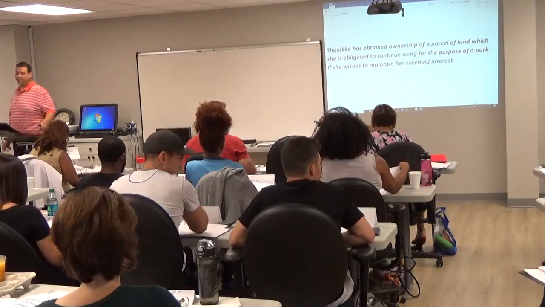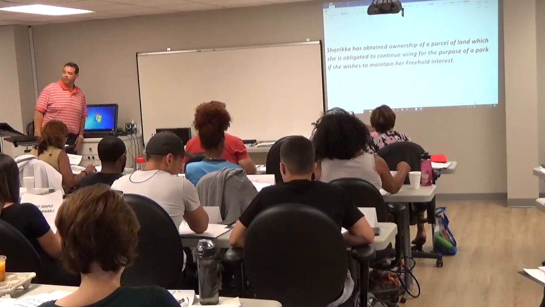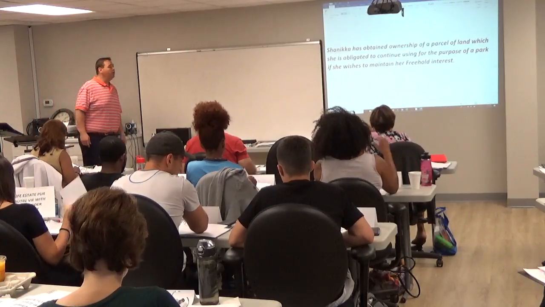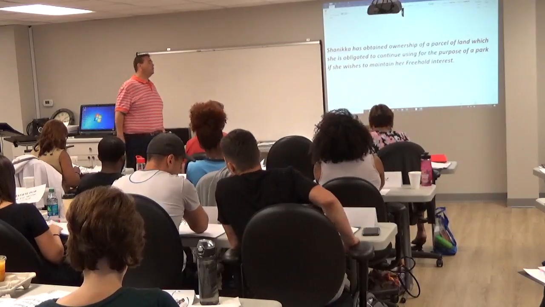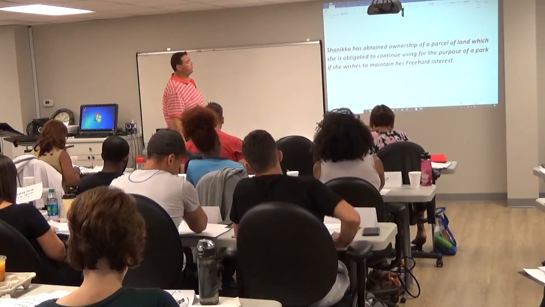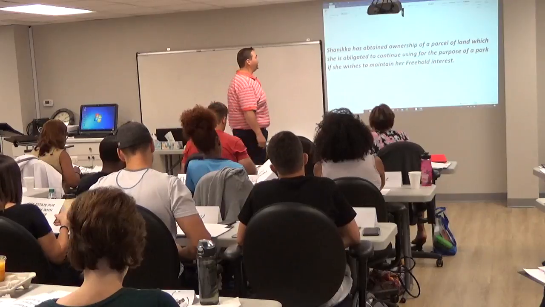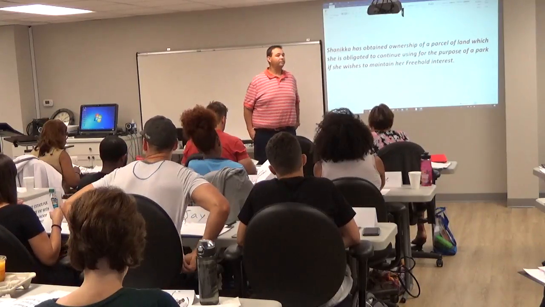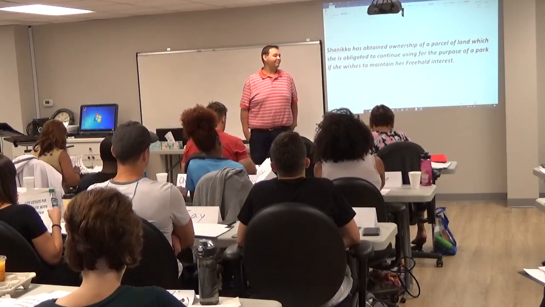Six, Shanika has obtained ownership of a parcel of land which she's obligated to continue using for the purpose of a park that she wishes to maintain for a freehold interest. She can use the property as a park. That's cheating.